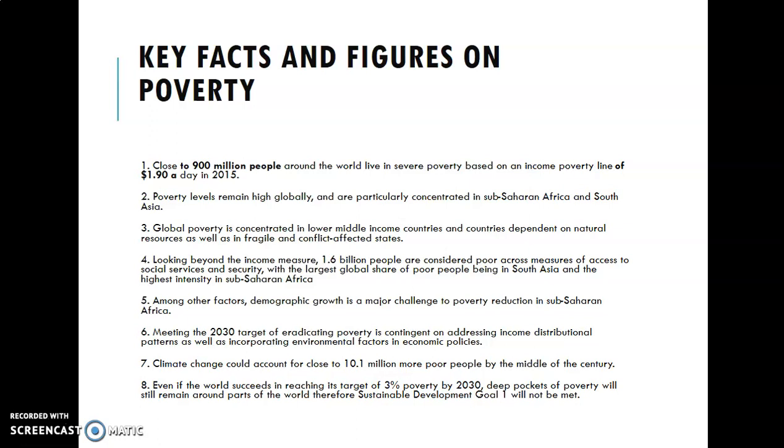Number 8 is, even if the world succeeds in reaching its target of 3% poverty by 2030, deep pockets of poverty will still remain in parts of the world. Therefore, Sustainable Development Goal 1 will not be met. As I told you, zero hunger is goal 1, and for this goal we have the target up to 2030 that we will eradicate poverty from the world to 3%, but it would not be possible to remove the poverty from the world, because due to the pandemic and the coronavirus economic problems, it will increase more.